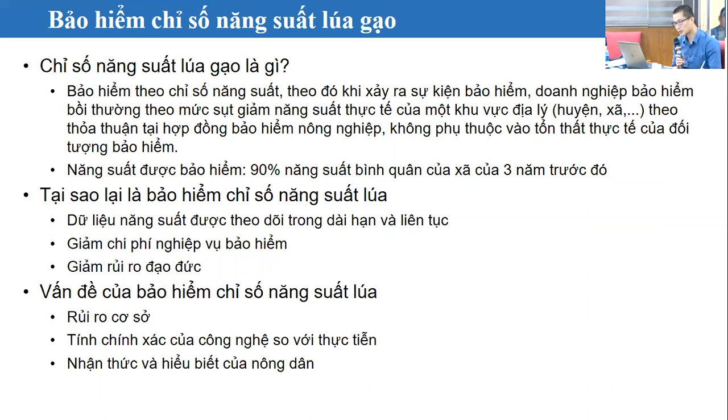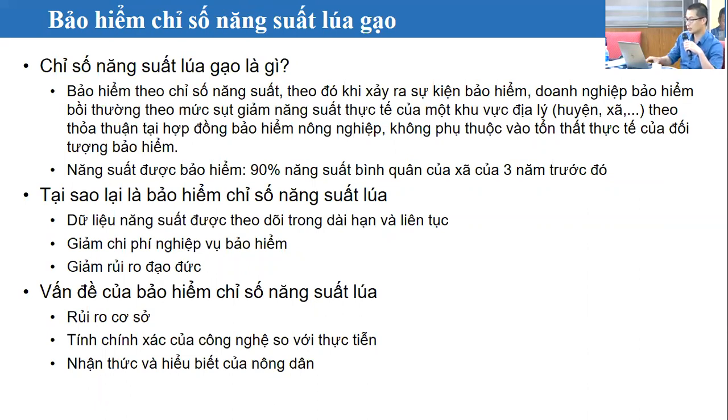Ở đây tại sao lại là bảo hiểm chỉ số năng suất lúa? Tại vì năng suất lúa có thể được theo dõi trong thời gian dài và liên tục, khiến cho bộ cơ sở dữ liệu khá tốt để phục vụ công tác bảo hiểm. Thứ hai là giảm được chi phí nghiệp vụ, cái này anh Tốt cũng trình bày rồi, và giảm rủi ro về mặt đạo đức.